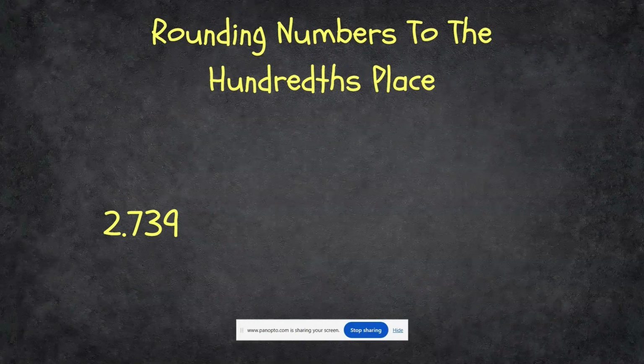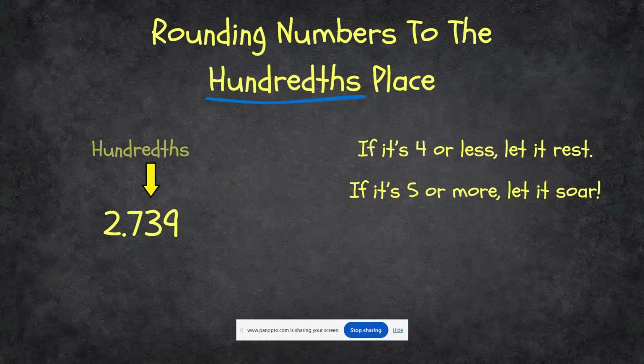Our number is 2 and 739 thousandths. So again, we're rounding to the nearest hundredth. So my first step is, where is the hundredths place? It's going to be that 3 right in the middle. So we underline it, we draw our vertical line to separate it, and there's two choices. That 3 is either going to soar and go up 1 to become a 4, or that 3 is going to stay the same and stay a 3.